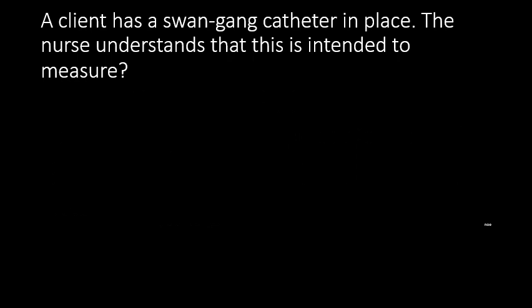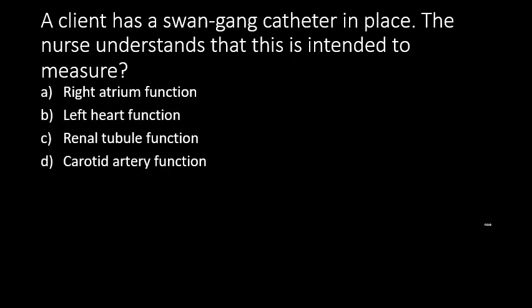Next question. A client has a Swan-Ganz catheter in place. The nurse understands that this is intended to measure: option A. Right atrium function, option B. Left heart function, option C. Renal tubule function, option D. Carotid artery function. And the answer is left heart function.